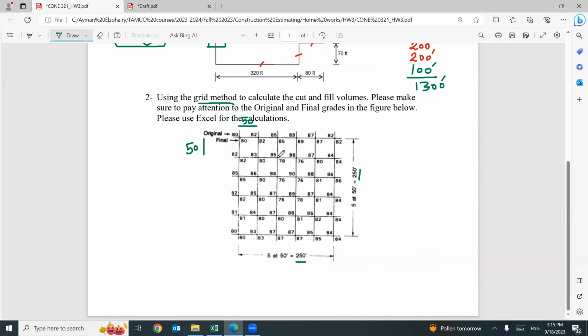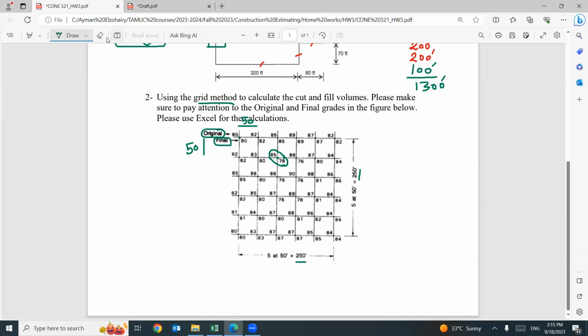But some of them, like this one, we have 85. This is the original elevation. I need to excavate this elevation until you reach 78. That makes sense? So at each corner, we have two numbers. One of them is called the original elevation, and the second one is called the final elevation after excavation.